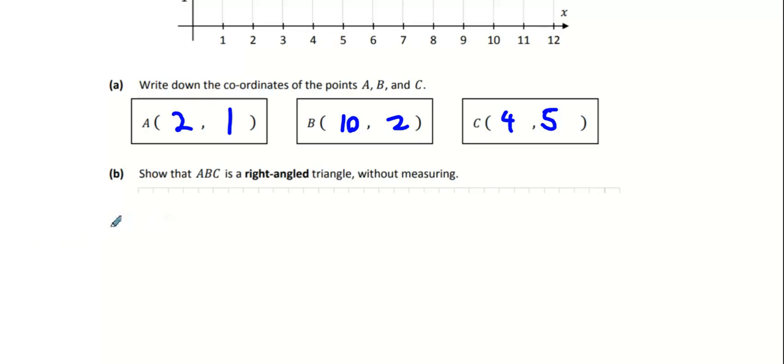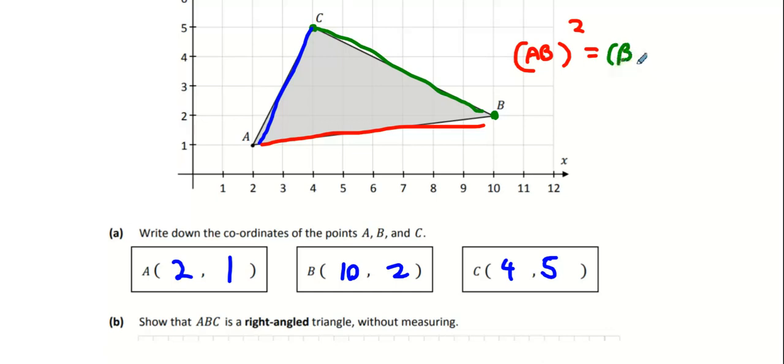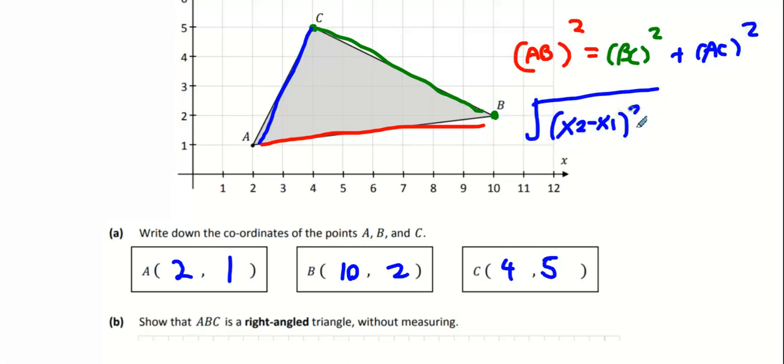Okay, well, you can do it this way. You could get the length of B to C, get the length of A to C, and then get the length of A to B. You can prove it by using Pythagoras Theorem: AB squared equals BC squared plus AC squared. You'd use the distance formula 3 times to find the distance of AB, BC, and AC, and then use Pythagoras Theorem to prove that it balances and obeys what's called Pythagoras Theorem.